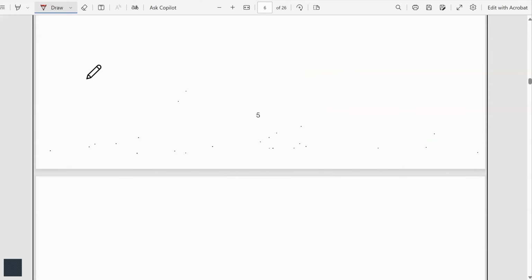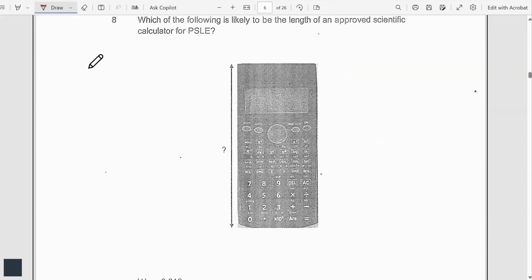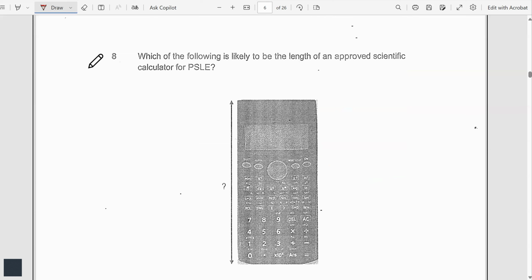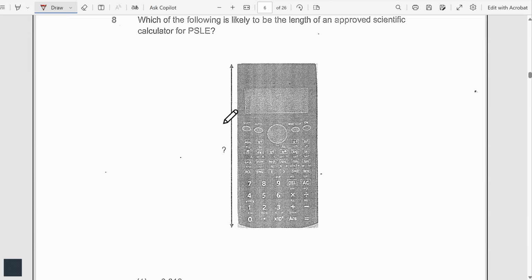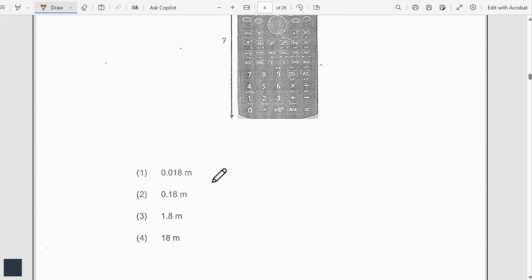Question 8. Which of the following is likely to be the length of an approved scientific calculator for PSLE? Okay, so a calculator, you should know what it looks like, right? Because everyone should have one. So, which is the closest estimation for this calculator?